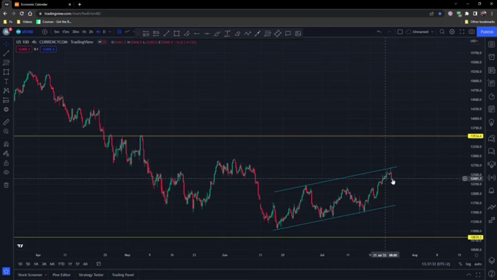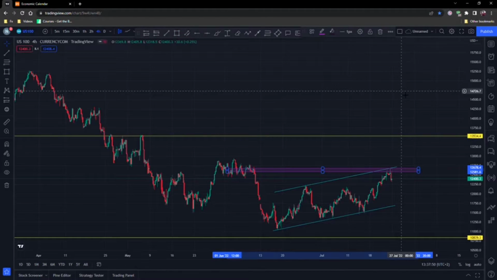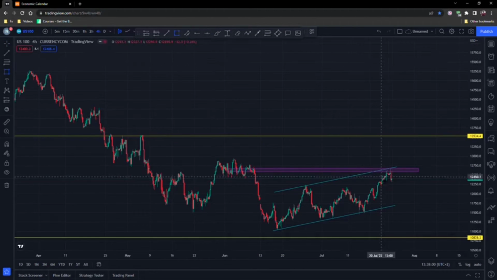But now, since we can see that this area right here is a form of resistance, we can see that the market came back. It gave us that bearish engulfing, but now the market's closed, and you can also see that this area right here is an area of support, a small area of support, right?